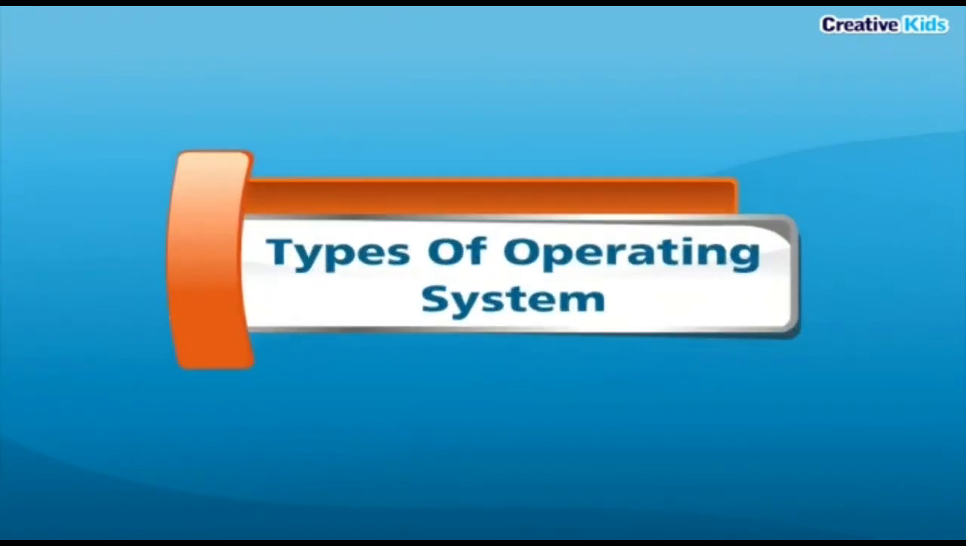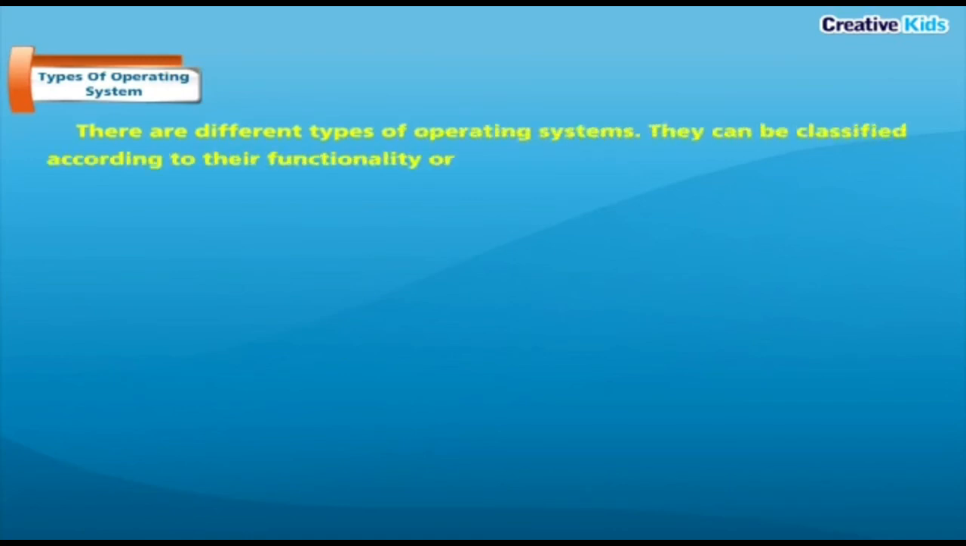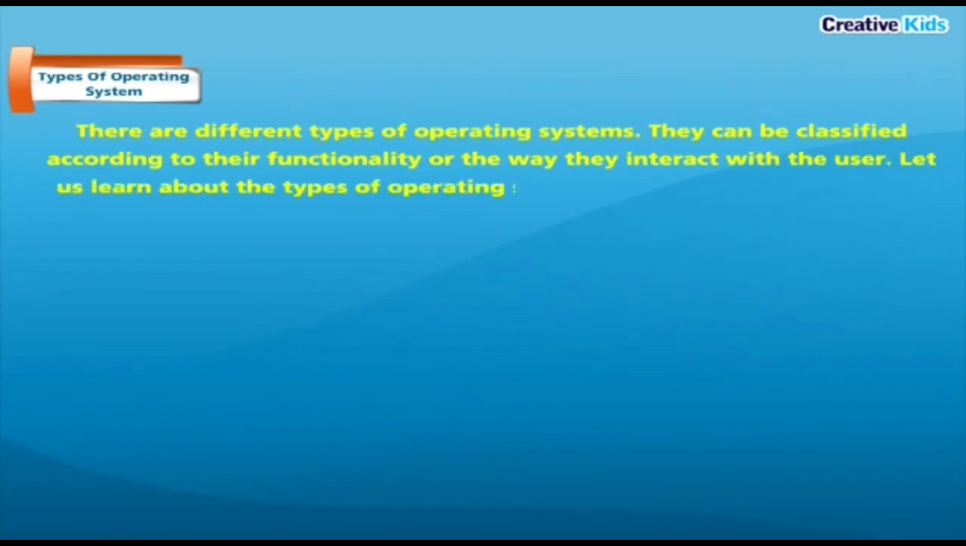Types of operating system. There are different types of operating systems. They can be classified according to their functionality or the way they interact with the user. Let us learn about the types of operating systems based on user interaction.